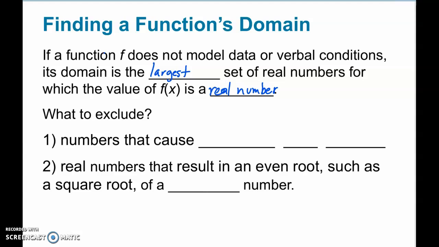So what do we exclude? What causes a number to be left out of the domain? Numbers that cause division by 0. So whatever would make the denominator 0 has to be excluded from the function's domain. Real numbers that result in an even root, such as a square root of a negative number. So numbers that would make a number negative underneath an even root radical. Those are the 2 exclusions.